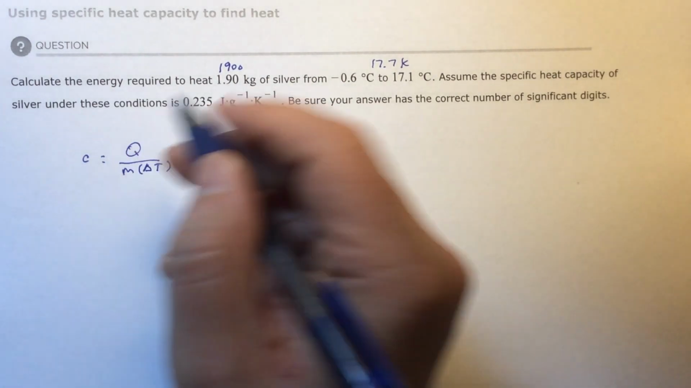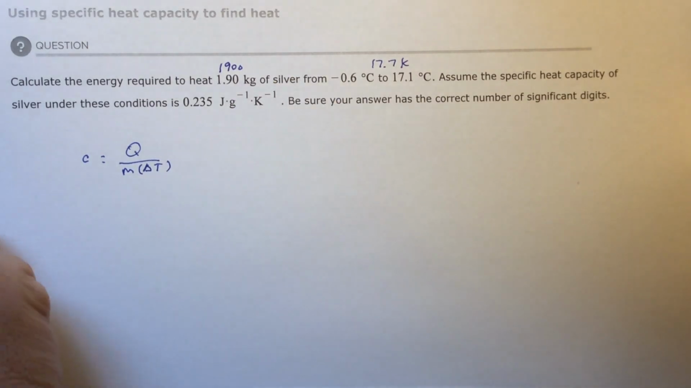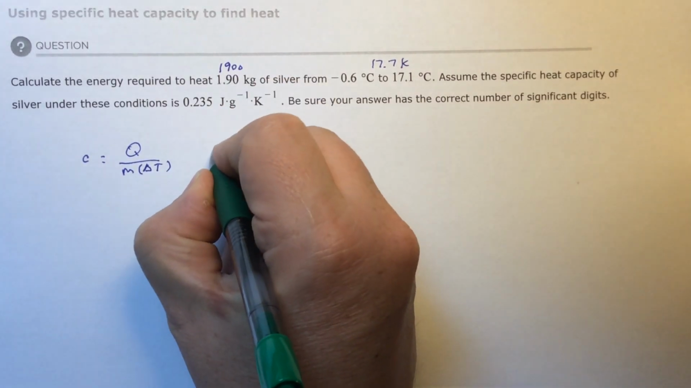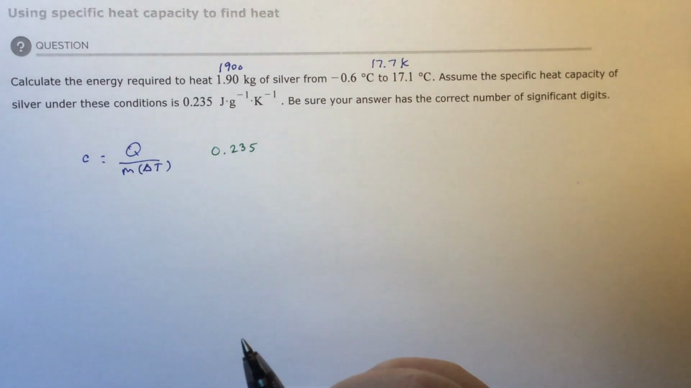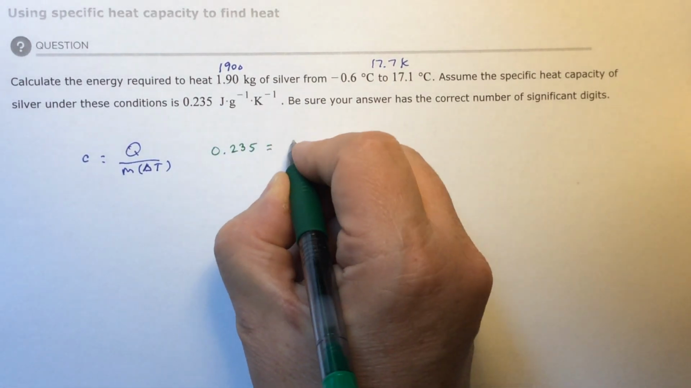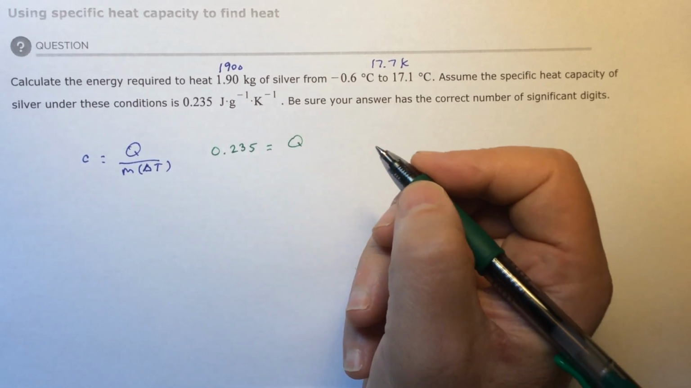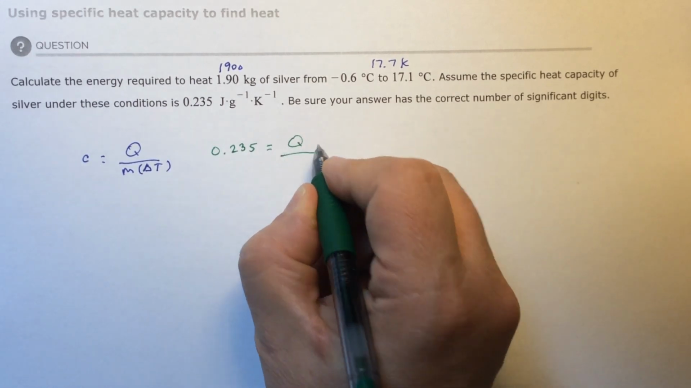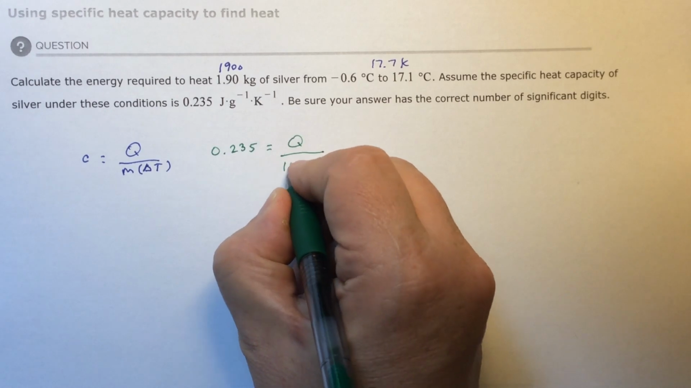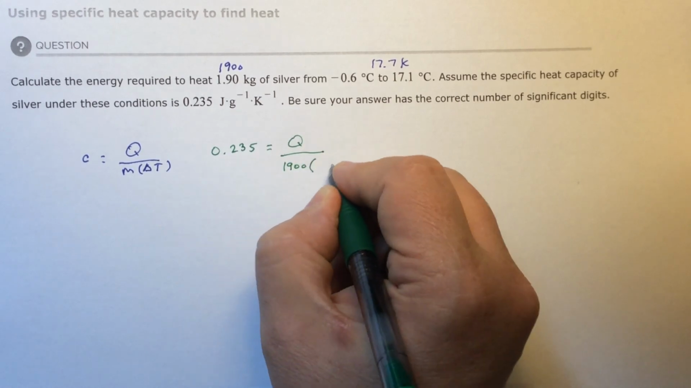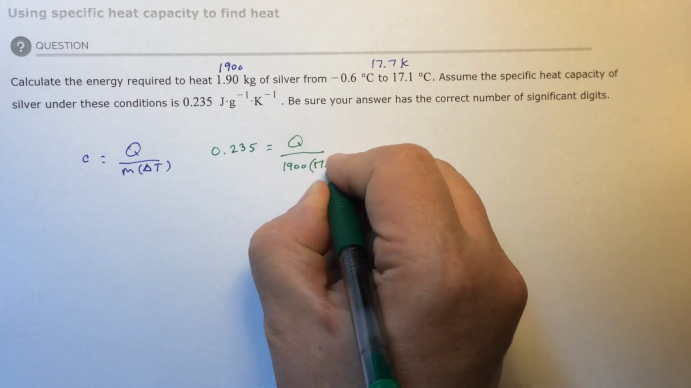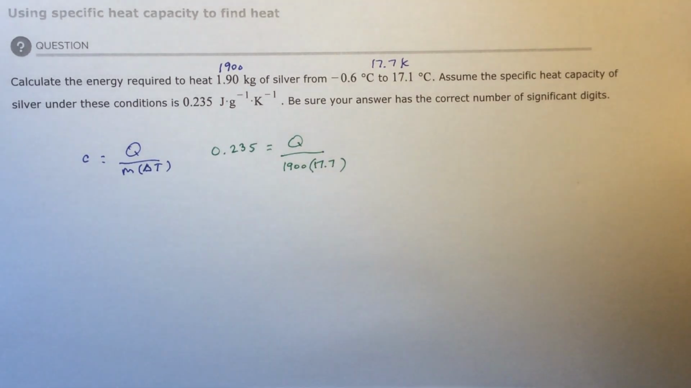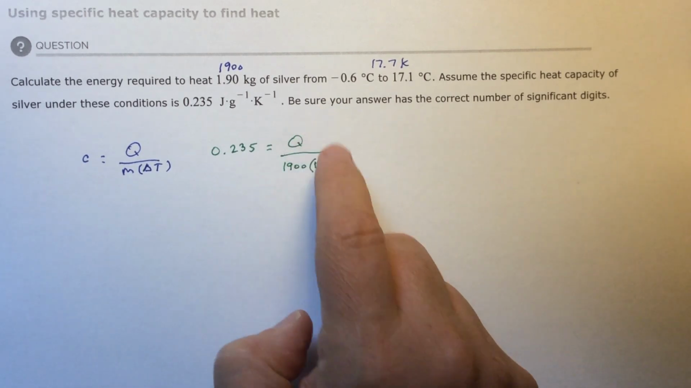So I'm given c. c is going to be 0.235 joules per gram Kelvin. Q is what I'm trying to find in joules or kilojoules. Your mass is going to be 1900, and your temperature change is 17.7. Okay, so I'm going to solve for Q.